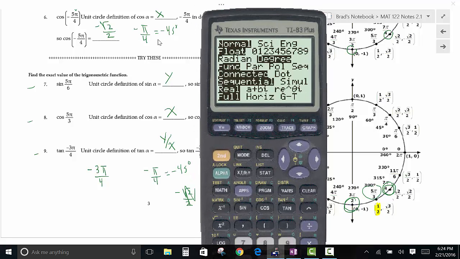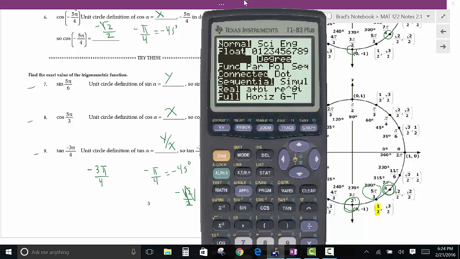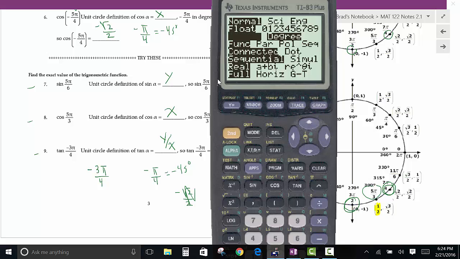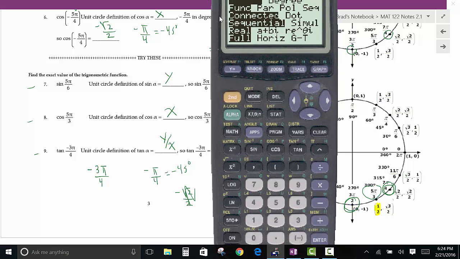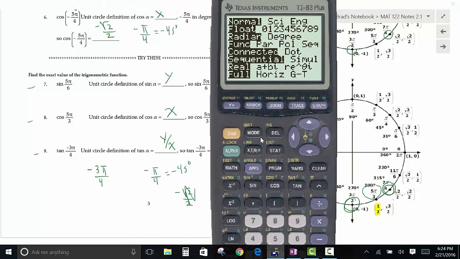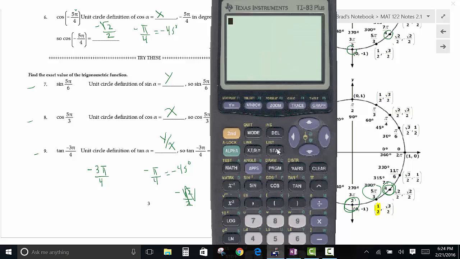Pay attention. Get yourself in radian mode. I want to go down to radian mode and press enter to get that to highlight, like that. Let's review what you're doing now.